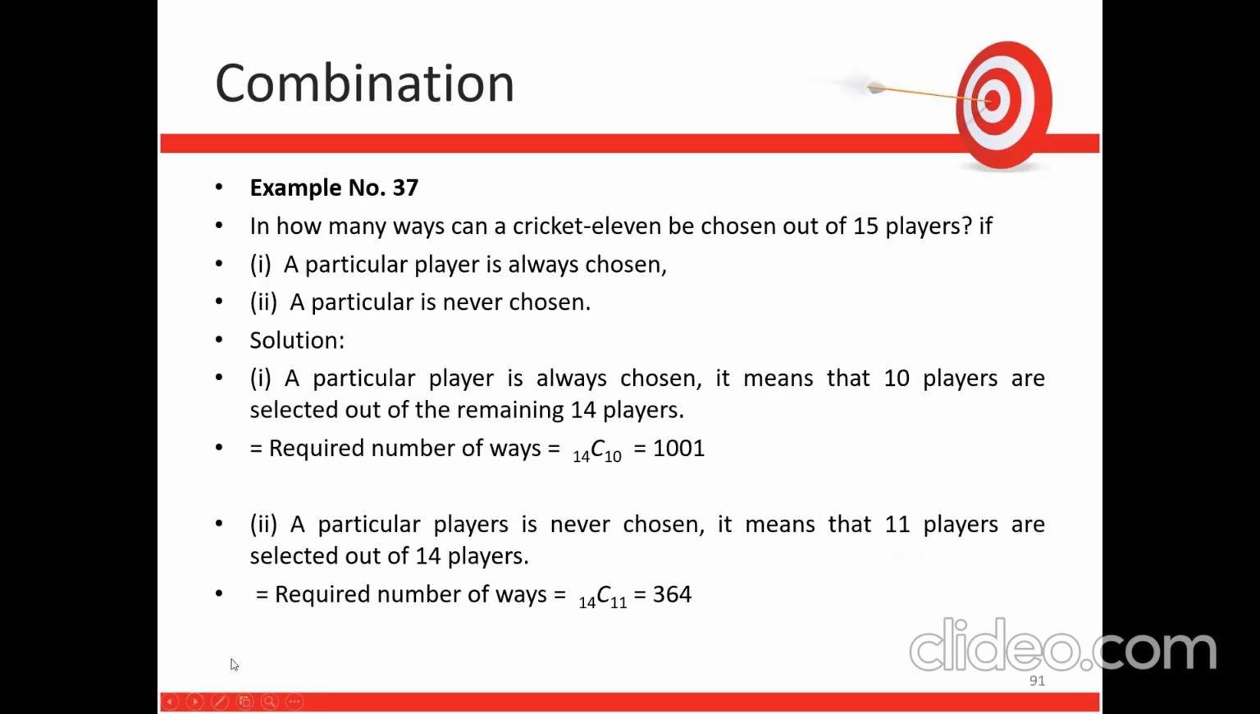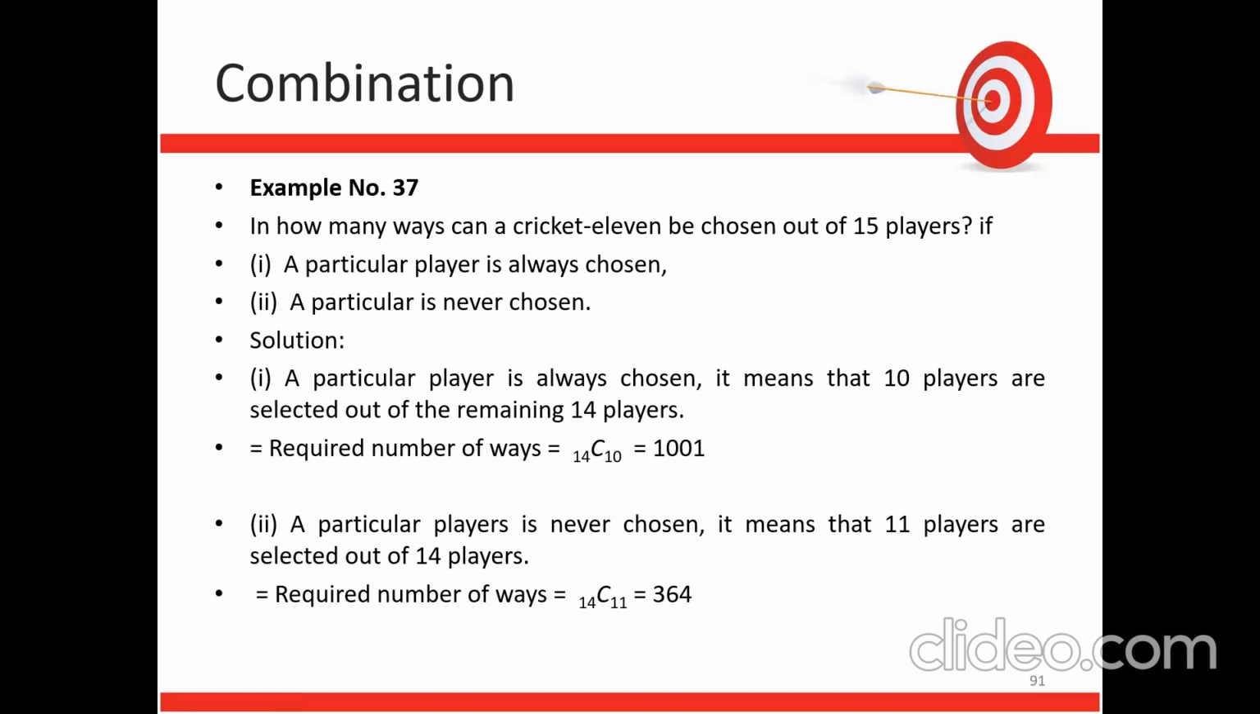Example number 7. How many ways can a cricket 11 be chosen out of 14 players? 1, if a particular player is always chosen. 2, if a particular player is never chosen. Solution: a particular player is always chosen. It means that 10 players are selected out of 14 players. So the required number of ways is 14C10, which is 1001. Simple lang. So always chosen na yung isa, so 14 na lang.